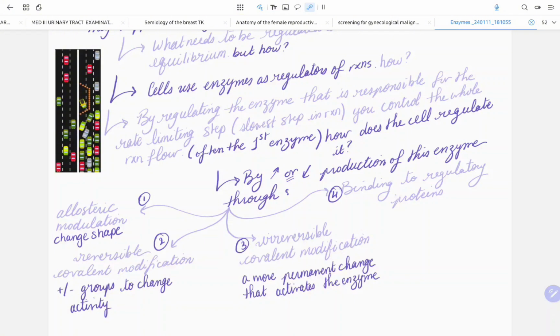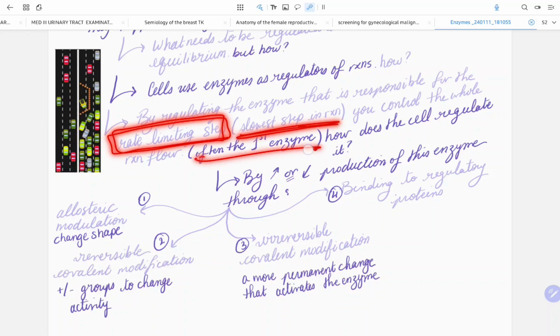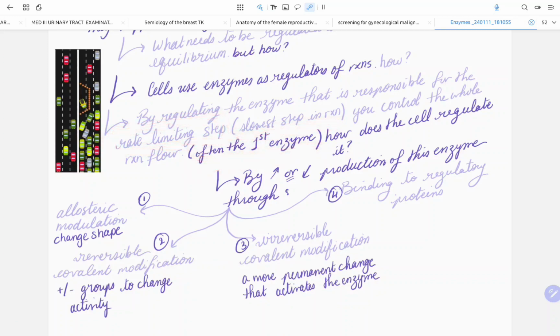If it's going to be fast, if it's going to be slow, it literally tells us what the speed of the reaction is going to be. The rate limiting step tells us the speed of the reaction. It's the slowest step in the reaction, and most often it's the first enzyme of the reaction.